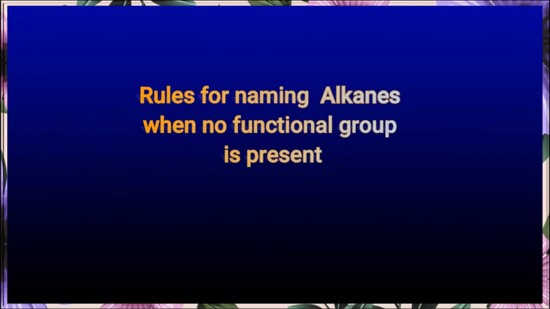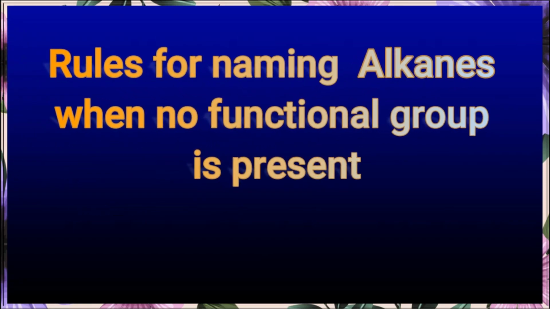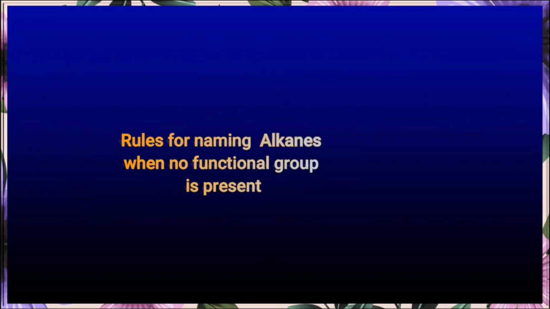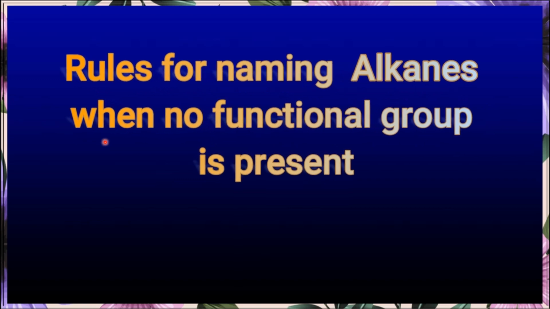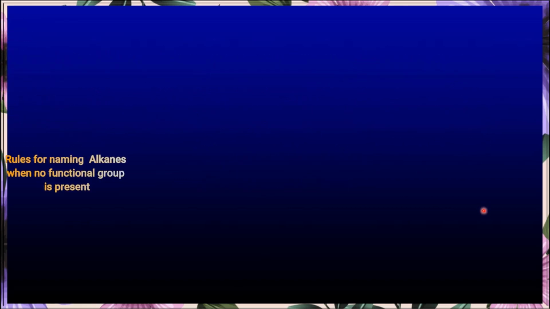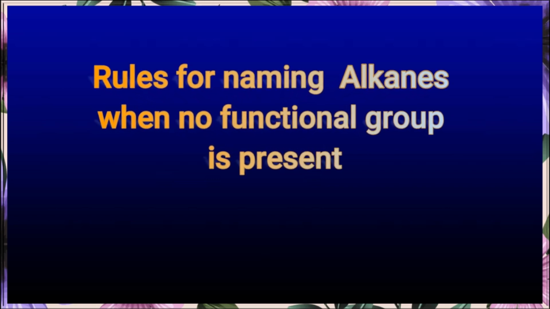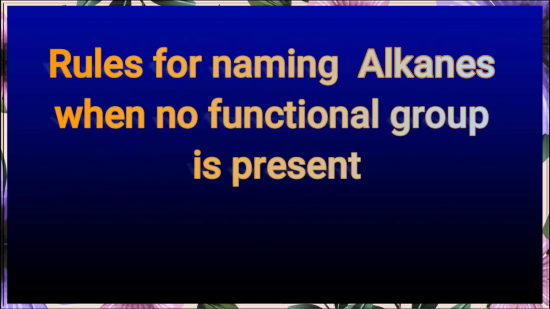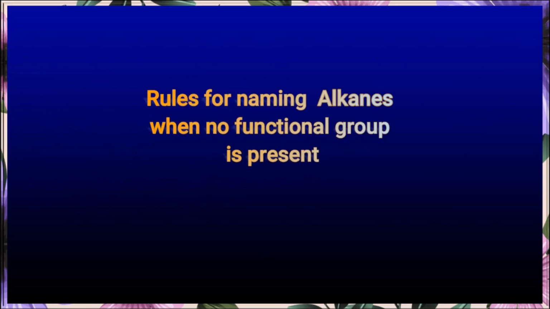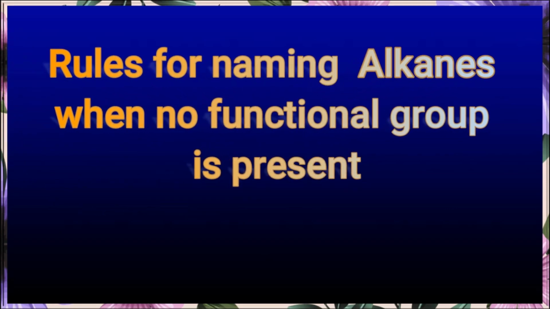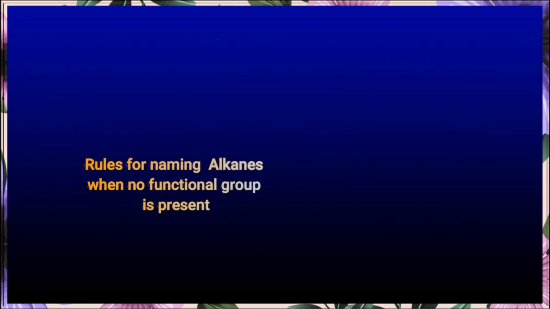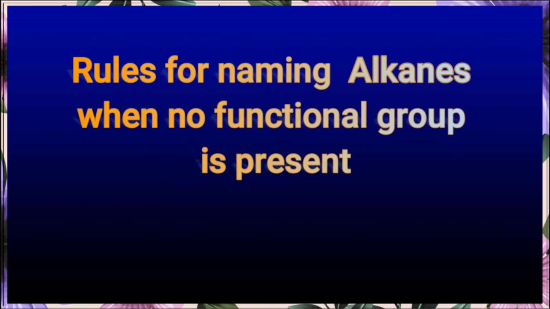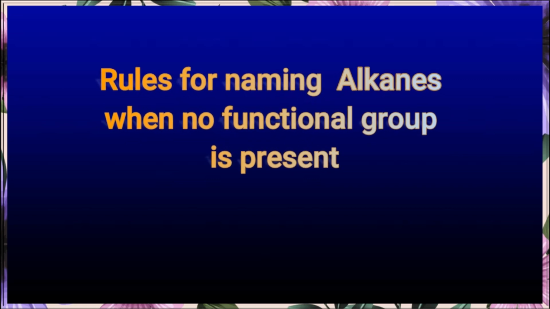Welcome to this video about the IUPAC system of nomenclature for complex compounds, specifically alkanes when no functional group is present. When naming complex alkanes, we need to follow a set of rules outlined by the International Union of Pure and Applied Chemistry, that is IUPAC, to ensure that each compound has a unique and systematic name. So let us delve further into the IUPAC system of nomenclature of alkanes without functional groups.